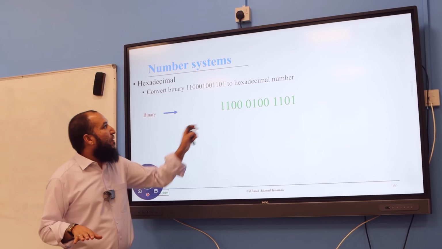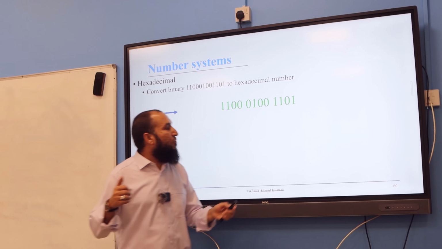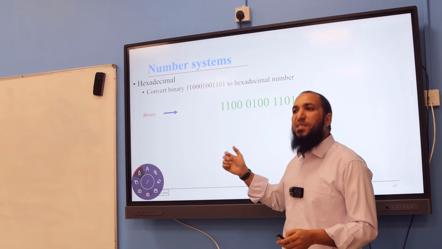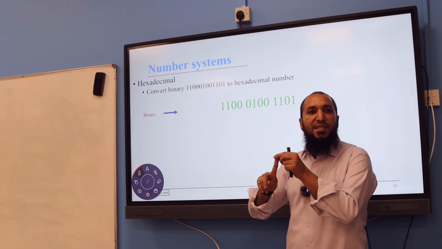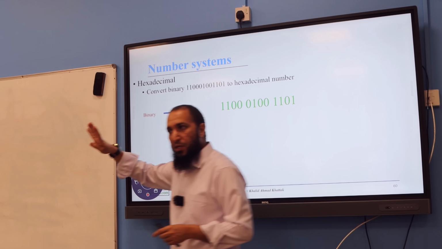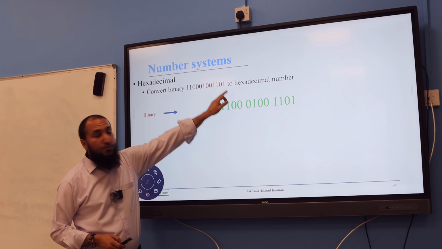Okay? So what we do now here, we're going from binary to hexadecimal. Remember one specific rule for converting from binary to hexadecimal or hexadecimal to binary: one hexadecimal number or character is always equal to 4 bits in binary. Remember that one.